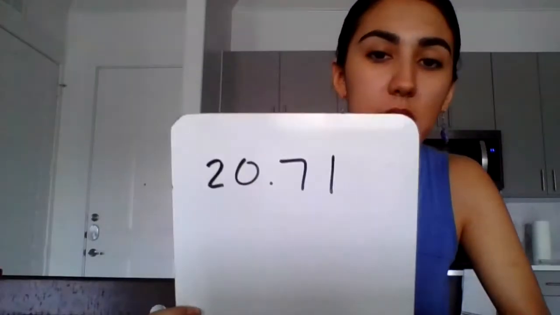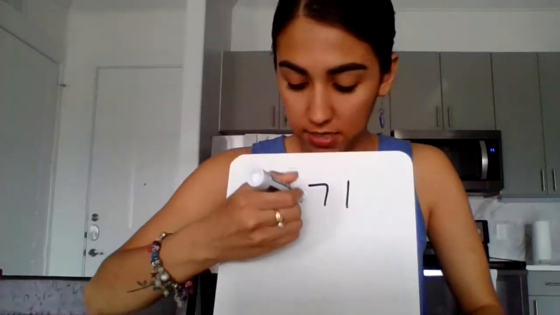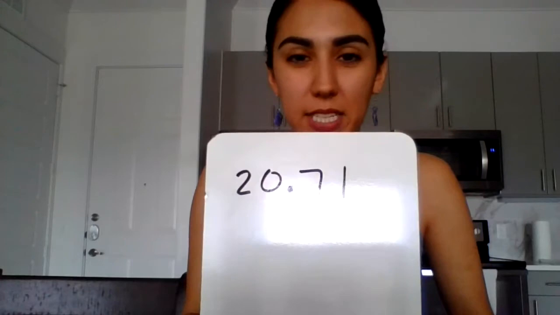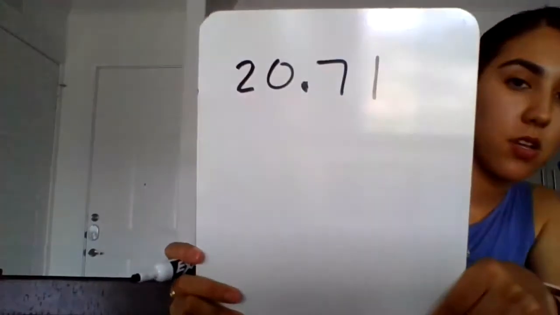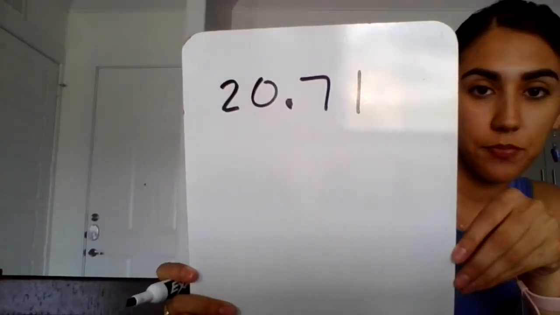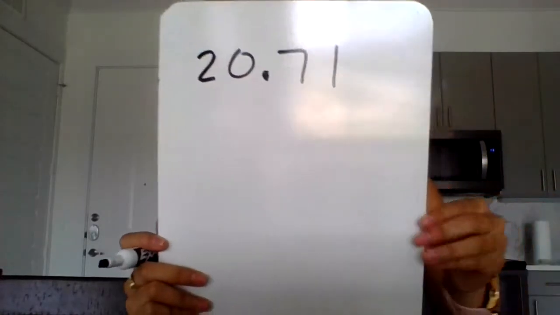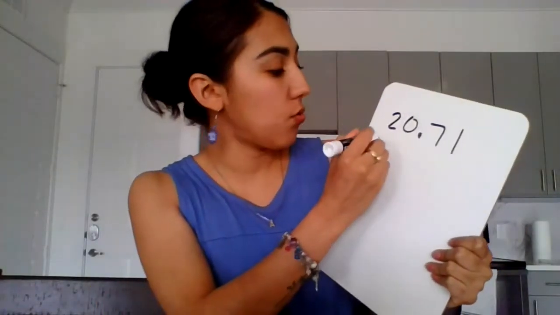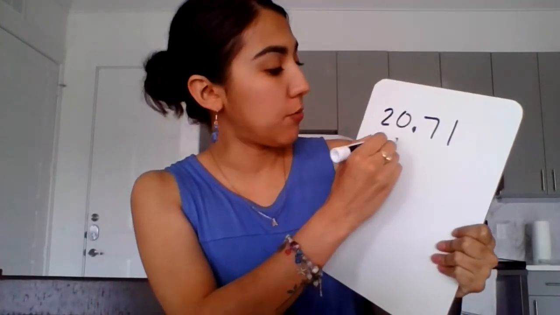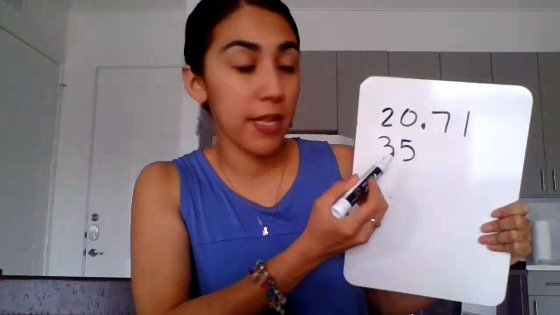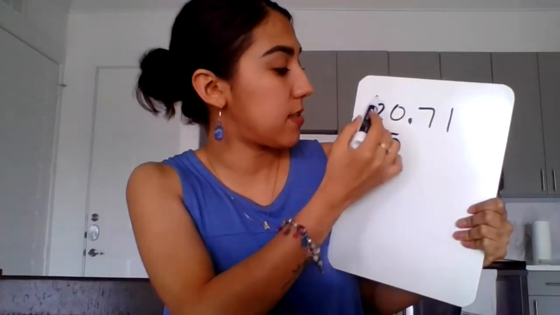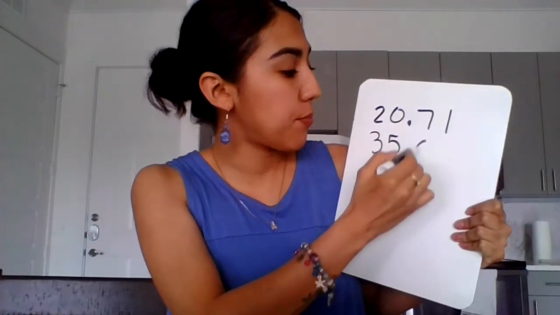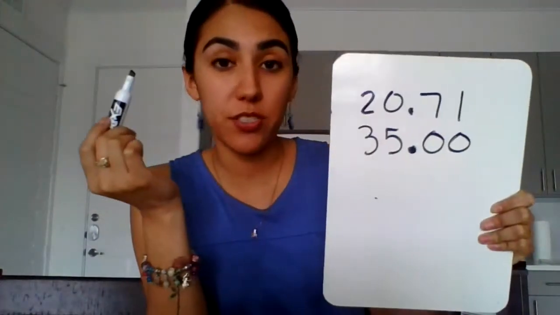Now, how am I going to set this up, boys and girls? Because 20 and 71 hundredths has a decimal, but the number 35 doesn't. So how am I going to write it? How am I going to set it up? That's right. The 35 is a whole number. So I'm just going to line up my numbers by place value. I know this is the ones place, this is the tenths place, and I know I can put 2 placeholder zeros.